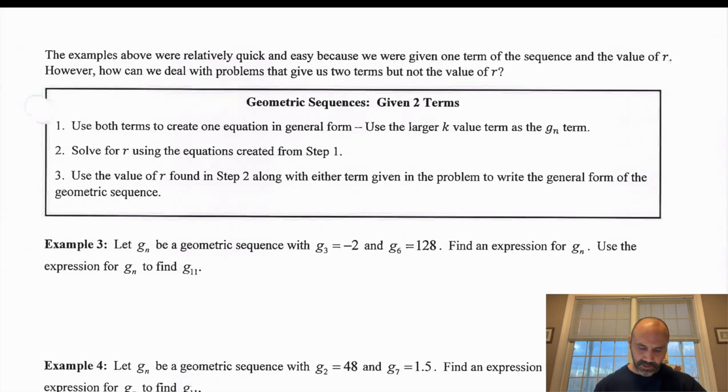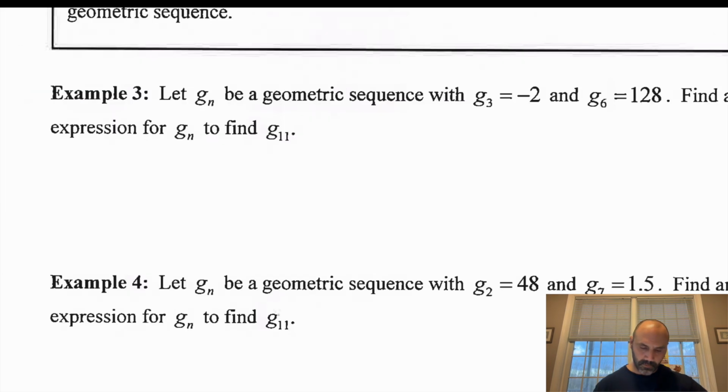So here's an example. Let g of n be a geometric sequence with g of 3 is negative 2 and g of 6 is 128. Find an expression for g of n. Use the expression for g of n to find g of 11. Okay, so what we're going to do here, we take the general form, let's just write it out. G of n equals g of k, r to the n minus k. Okay, and we're going to use g of 3 as our k, sort of our new base, and then g of 6 as our n.